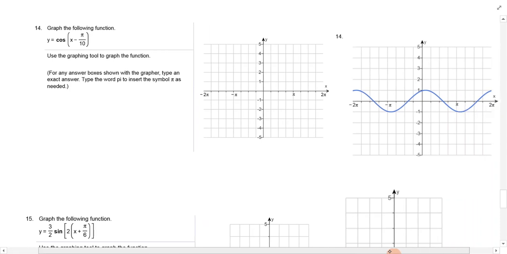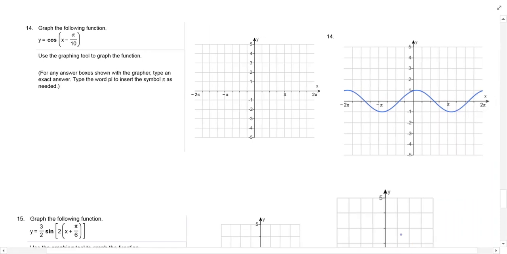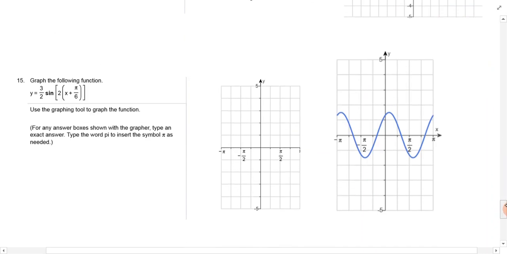Graph the following function. So you're going to do that, like I said, you're going to have a cosine. You'll pick the cosine tool, and the period is still 2 pi. The phase shift is pi over 10. And so this one is over a little bit, just 1/10 of a pi over. But that's, practice with that.